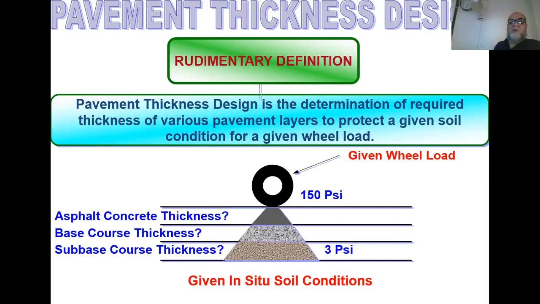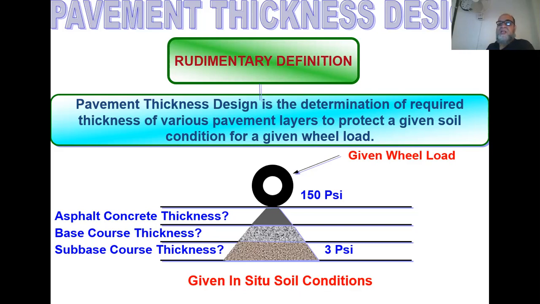What is the given wheel load? If you have a tire pressure of 150 psi, at the bottom of the subgrade it should be around 3 psi. If it is like this, it means that your pavement section is good enough. It is deep enough to survive this load of the traffic. And if it is not, then you have to increase the depth of the pavement. So that becomes 3 psi.